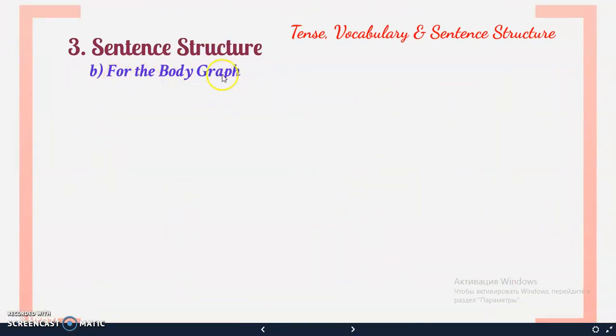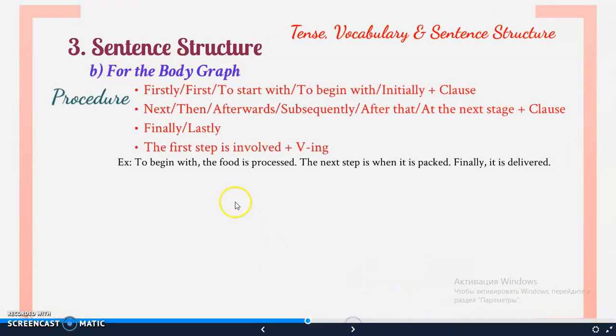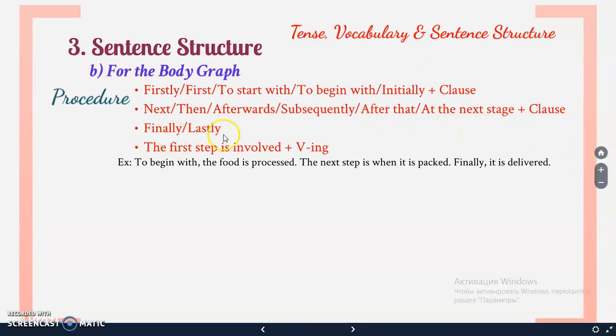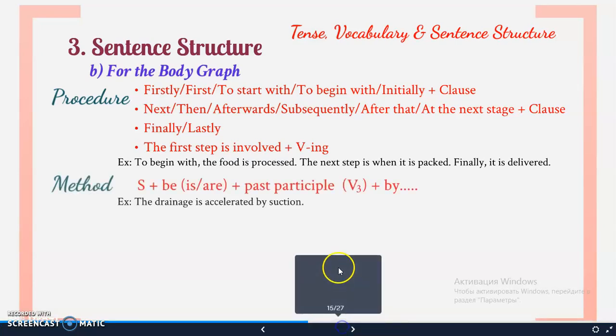Sentence structure for the body paragraph. First, to start with, to begin with, initially, plus a clause. Next, then, afterwards, subsequently, after that, at the next stage, plus a clause. Finally, lastly, the first step is involved in verb plus ing. So these are the 9 structures.